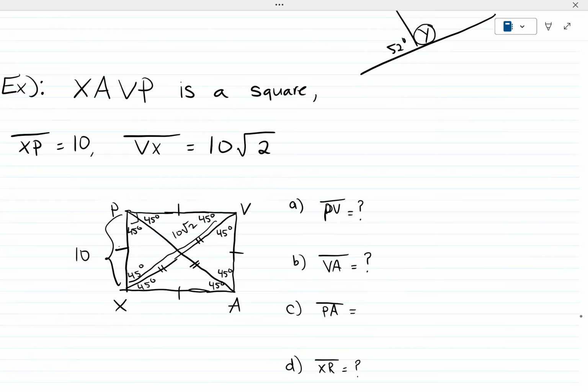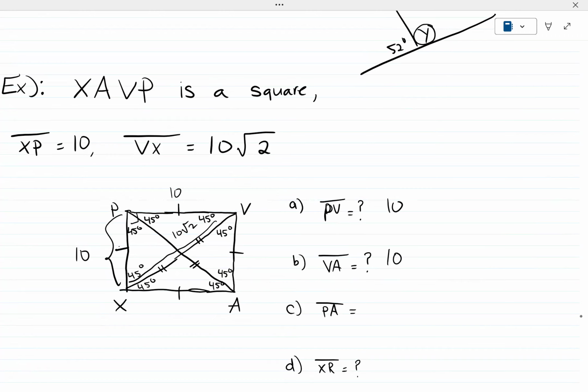So what is the length of PV? Where are P and V? This is a square, and in a square, all side lengths are the same. So if this is 10, this is also 10. So PV is 10. What is the length of VA? It's a side length, and it should also be 10 because they're all the same.